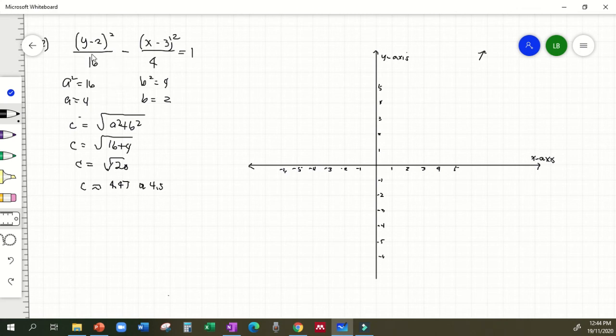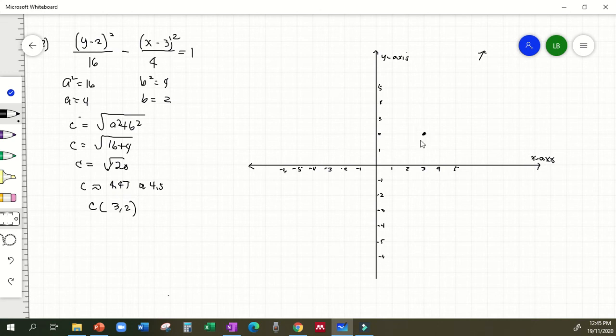positive squared variable is y. So, our transverse axis is vertical or parallel to the y-axis. And from the equation, our center is 3, 2. So, plug in the center, 3, 2. So, ito yung ating 3, 2 center. Then, our a is 4.